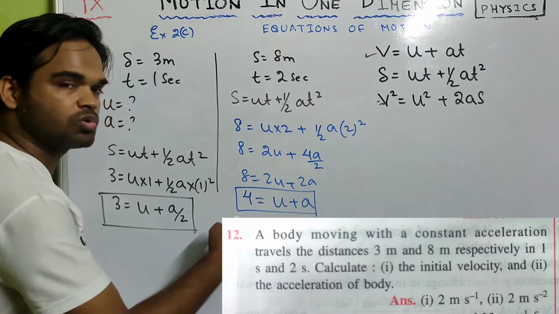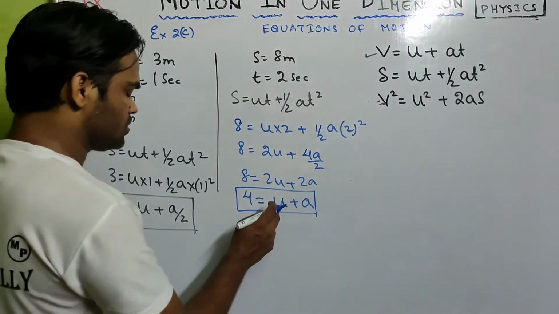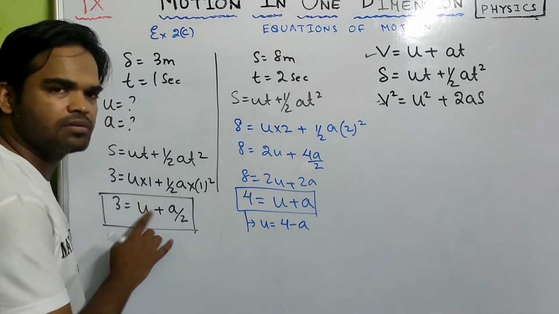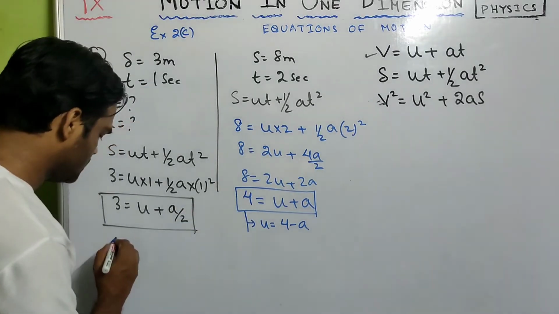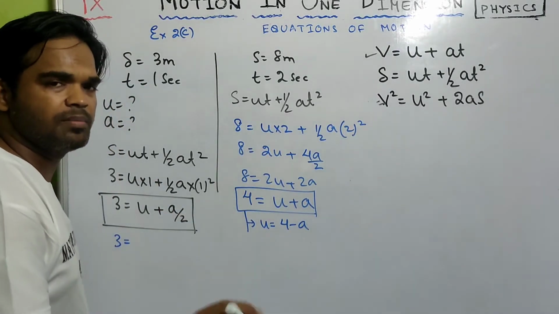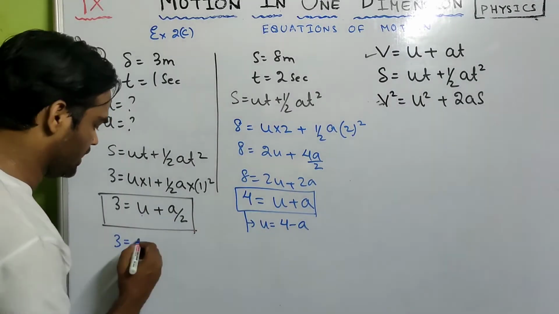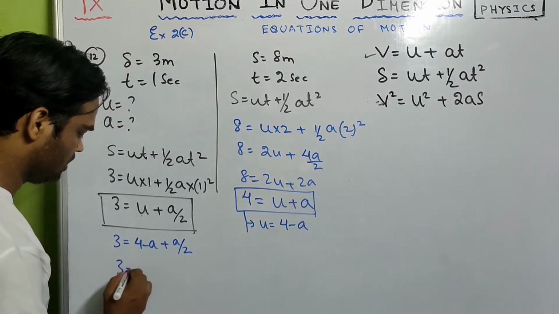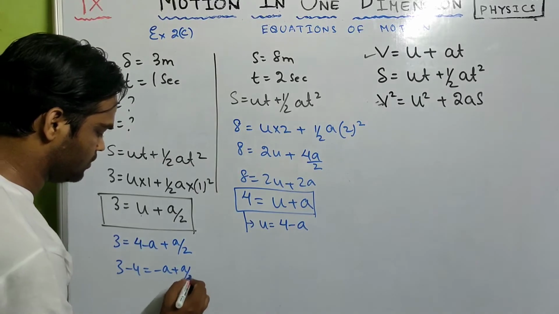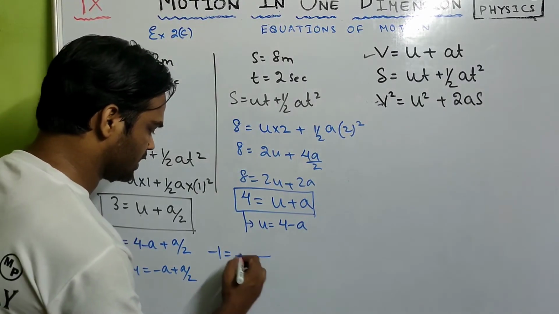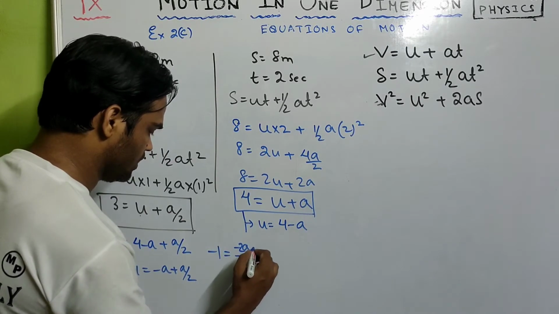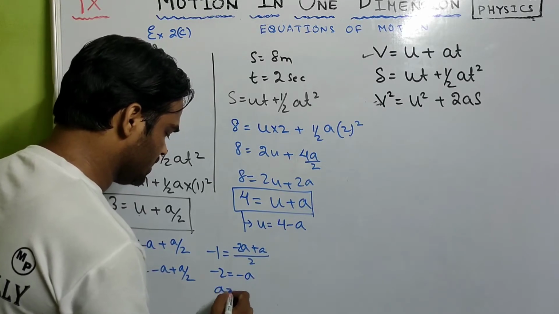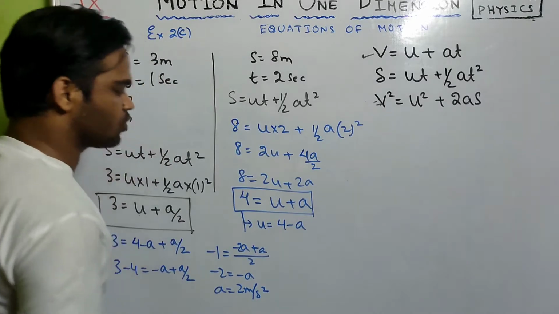Simultaneous equation. We can easily solve this now. Look over here, or just find the value of u over here. u equals 4 minus a, and substitute over here. Substitution, simultaneous equation, you know. So you can do by any method, elimination, cross multiplication, your choice. Instead of u, I can put 4 minus a plus a by 2, isn't it? So this is 3 minus 4 equals minus a plus a by 2. Solve it. Minus 1 equals, taking LCM, minus 2a plus a. This becomes minus 2 equals minus a, which means a equals 2 meter per second square.